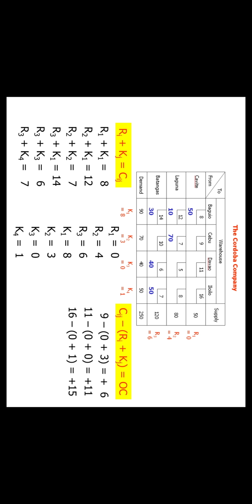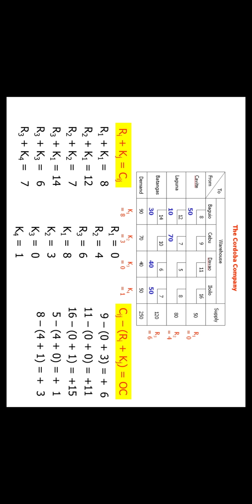Next is the unused cell with the cost of 5. Row position this time is at row 2 where R sub 2 is equal to 4. Column position is at column 3 where K sub 3 is equal to 0. Applying the formula, you have 5 minus the quantity 4 plus 0, or 5 minus 4 is positive 1. Next is the unused cell with the cost of 8. Row position is still at row 2 where R sub 2 is equal to 4. Column position is now at column 4 where K sub 4 is equal to 1. Applying the formula, you would have 8 minus the quantity 4 plus 1, or 8 minus 5 is positive 3.